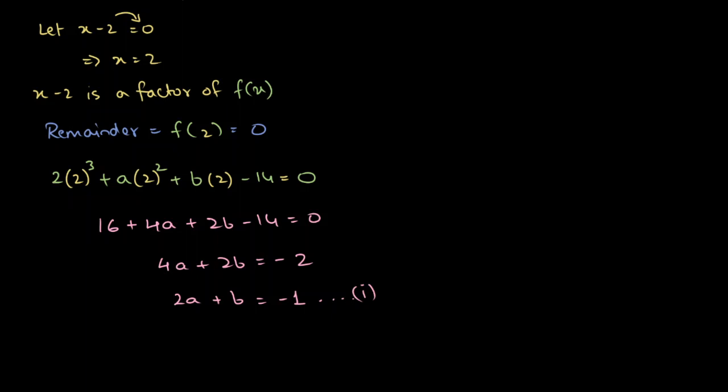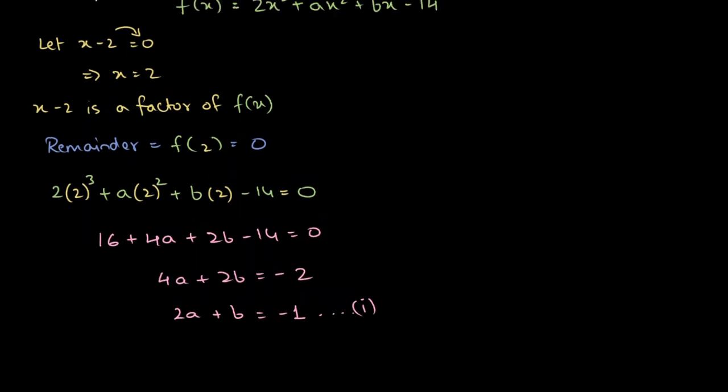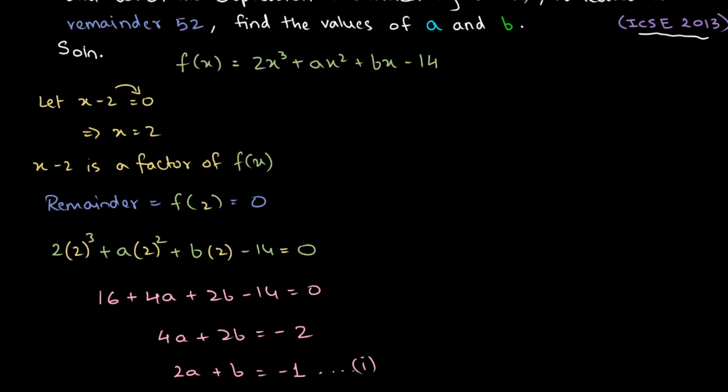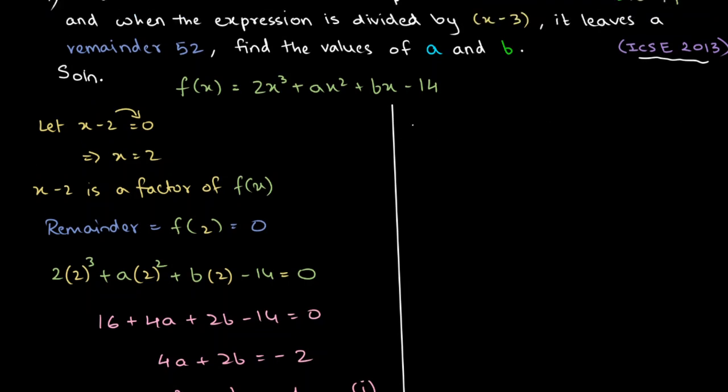Right. Now, this was with the factor x minus 2. We have another divisor given in our question, which is x minus 3, and it leaves a remainder of 52. So let's use that information now and try to get another equation, because there are two unknowns here. So let's do it right next to this one so that you can see the parallels. So our divisor now is x minus 3. So I can say let x minus 3 equal to 0. This implies that the value of x is equal to 3.